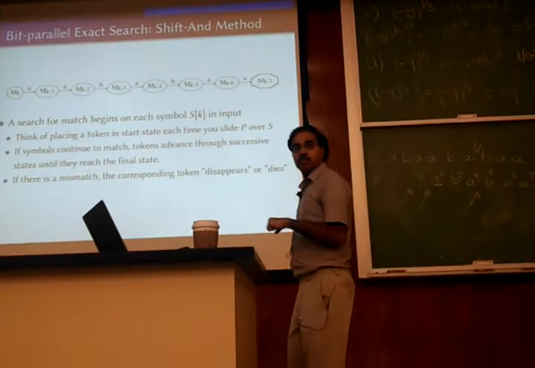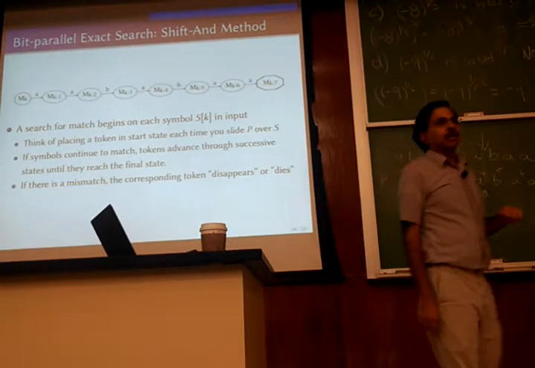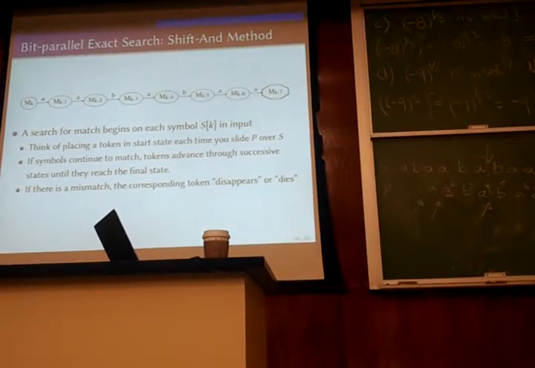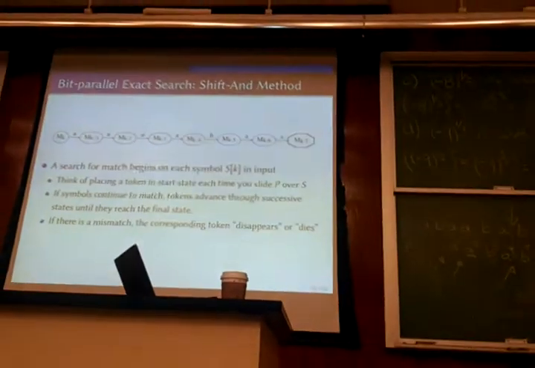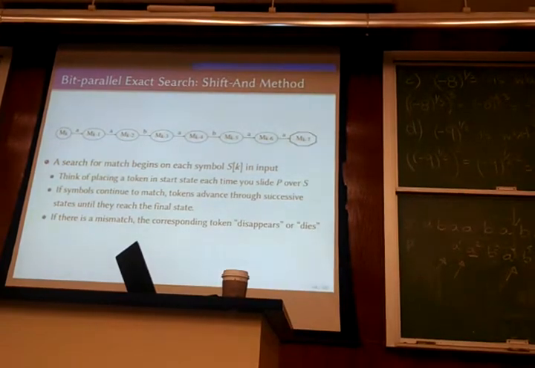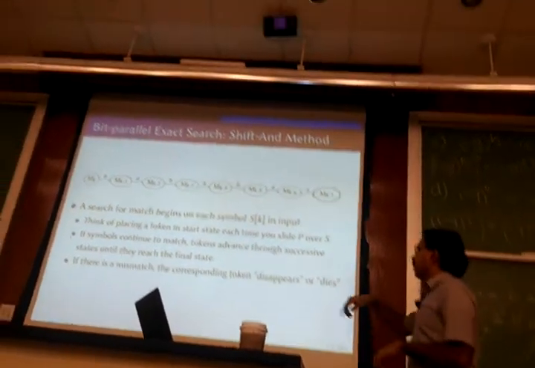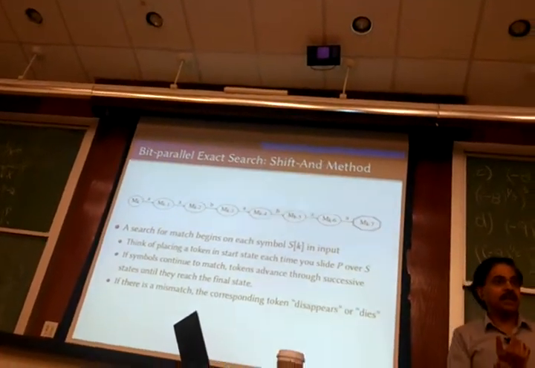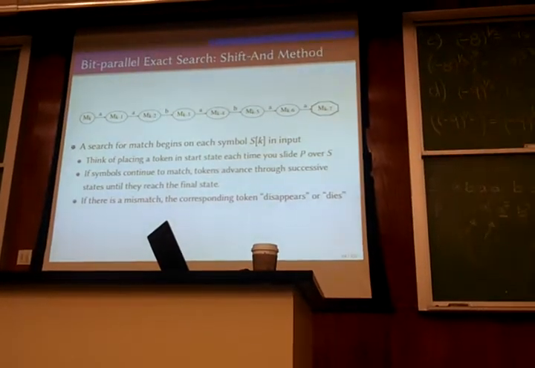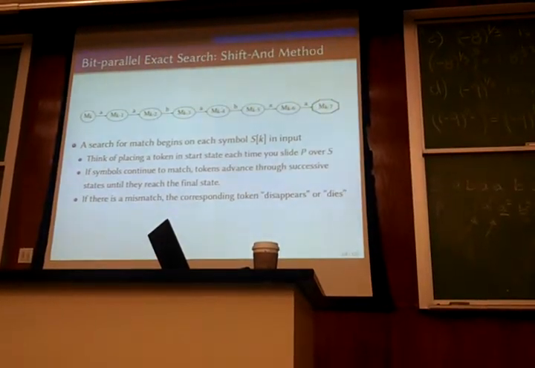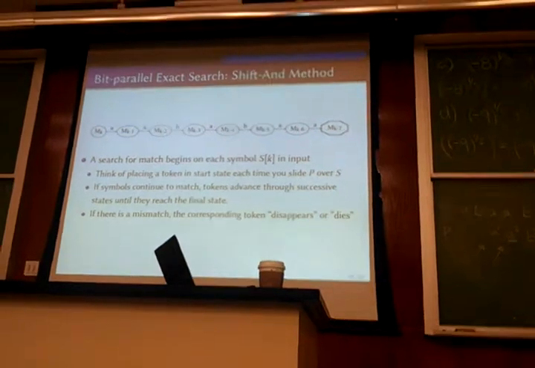Let's say we put a token on each of these states. The token remembers whether you have a match going up to that state. You'll always have a token in the first state because you're always willing to start a match. And then depending upon how far you have gone, you might have tokens in some of the states.